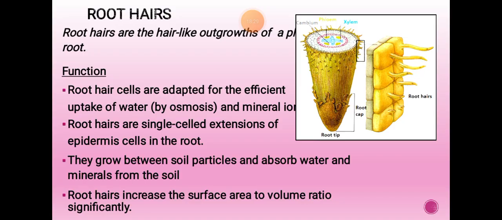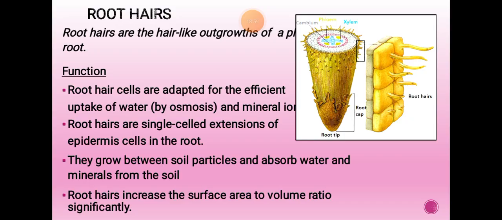So why do they do that? Because they absorb water and minerals from the soil. Their main purpose is absorbing the water and minerals from the soil. This is the main function they have, and the main work they need to do. I hope now you understand what this is. Basically, the root hairs grow between these soil particles and absorb water and minerals from the soil. So this is it.